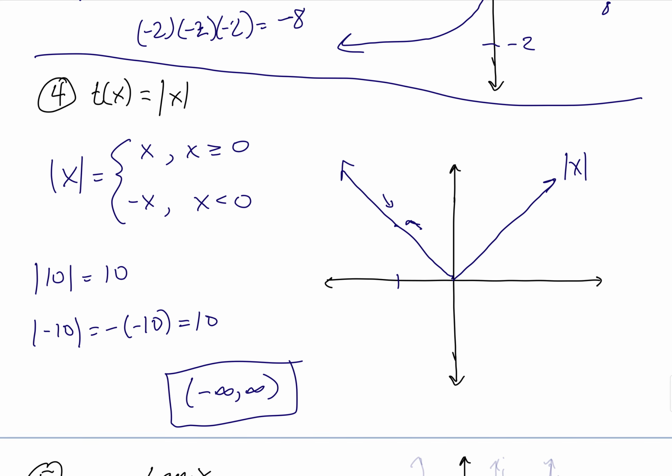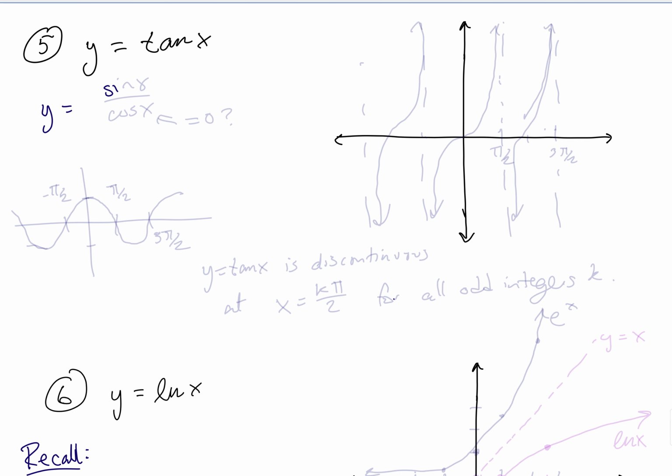For y equals tangent x, remember that tangent x is sine of x over cosine of x, and so we can think about when the denominator is equal to 0. So when is cosine of x equal to 0? We know that cosine of 0 is 1, and then it oscillates, and that cosine of x is 0 for odd multiples of pi over 2. So those are points at which the denominator is going to be 0.